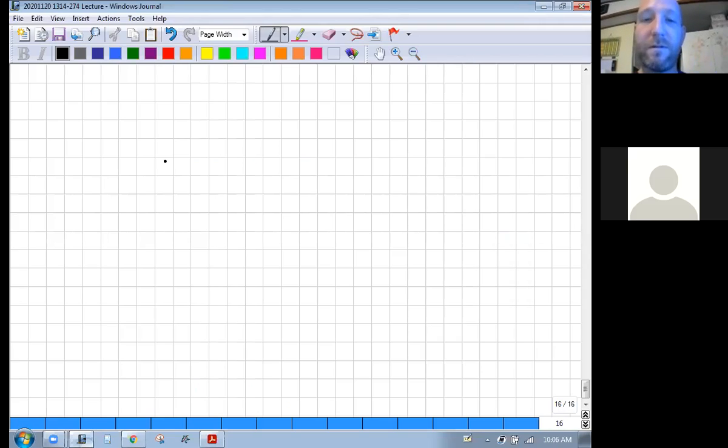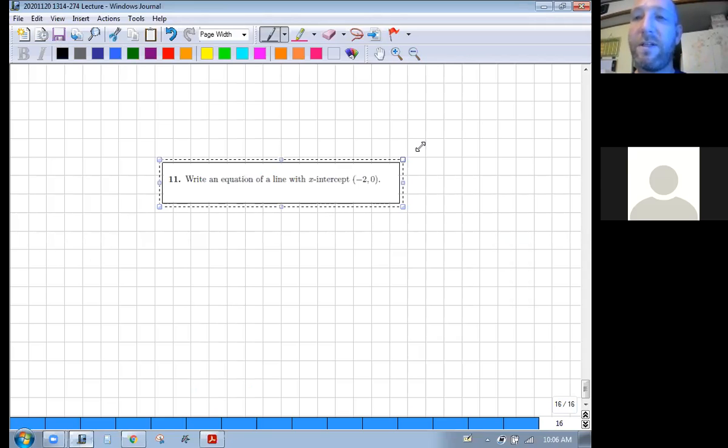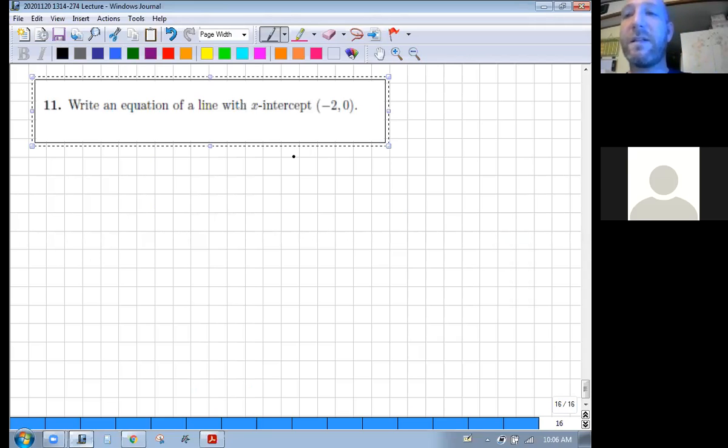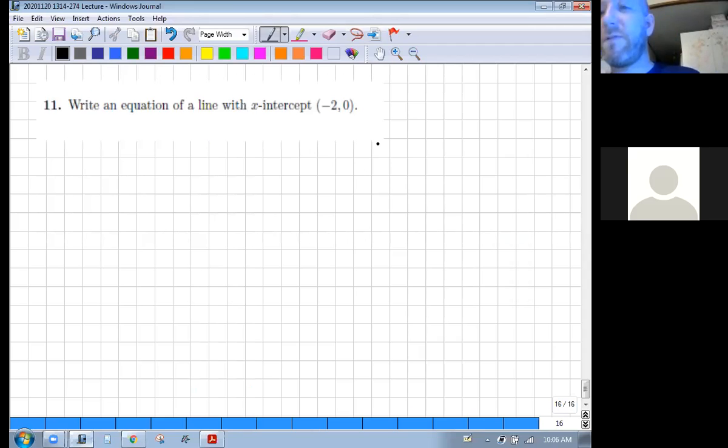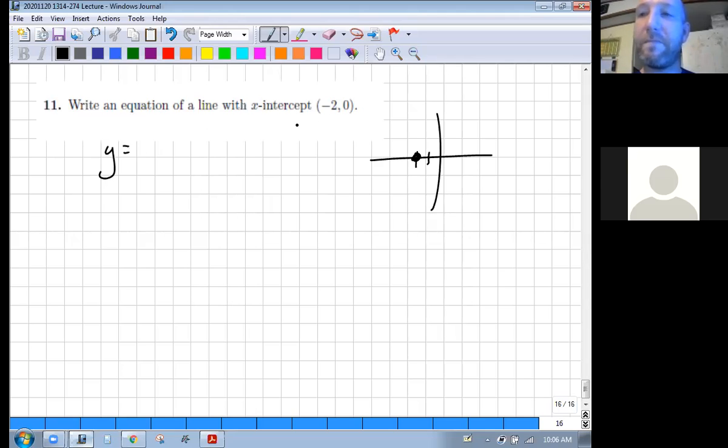Let's look at this one. Write an equation of a line with x-intercept negative 2, 0. So negative 2, 0. So a line that goes through that point. All right. Well, let's see here. That means when we plug in a 0 for y, we get negative 2, right?